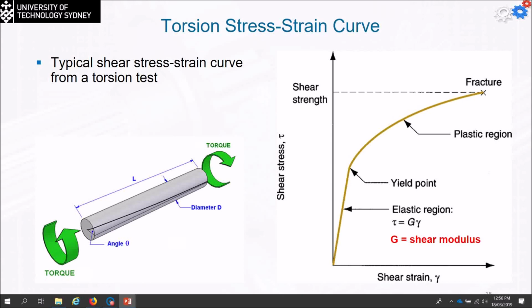Now we can see here that the elastic region, in the case of shear elasticity, does not use the E, which is the modulus of elasticity, like in the case of tensile stress. In this case, we have the value of G, which is the shear modulus, which is different.